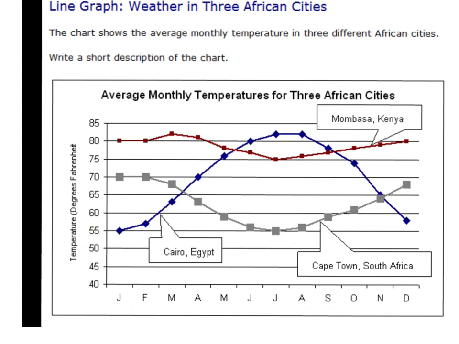We can see there is a lot of variation of temperature in Cairo. In January, it is cold at around 55 degrees Fahrenheit, while in July, temperature in Cairo is around 80 degrees Fahrenheit. Temperature in Cairo falls from 83 degrees Fahrenheit in August to 57 degrees Fahrenheit in December.